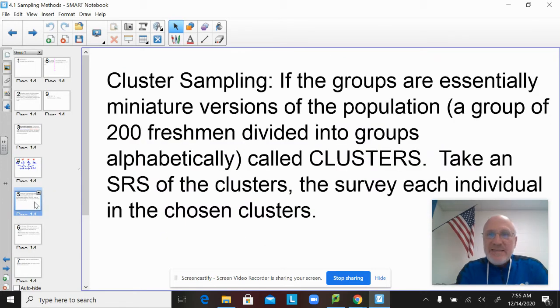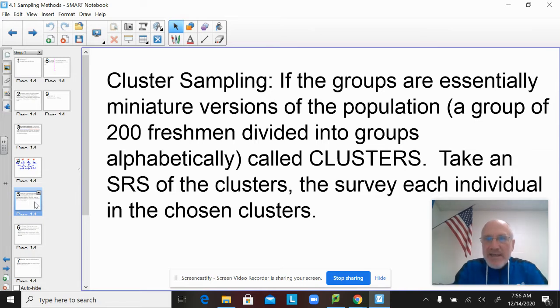The second way, if there are still groups within a population, is called cluster sampling. It's used if the groups are essentially miniature versions of the population. For instance, let's say I have 200 freshmen and I've just got them divided into groups alphabetically, 10 groups of 20. There's nothing inherently different from one group to the next. Each individual group is kind of like a little miniature population. So if the population is broken into groups like that, where each group is not necessarily different from the other, that's when you use cluster sampling. Each of those groups is called a cluster.